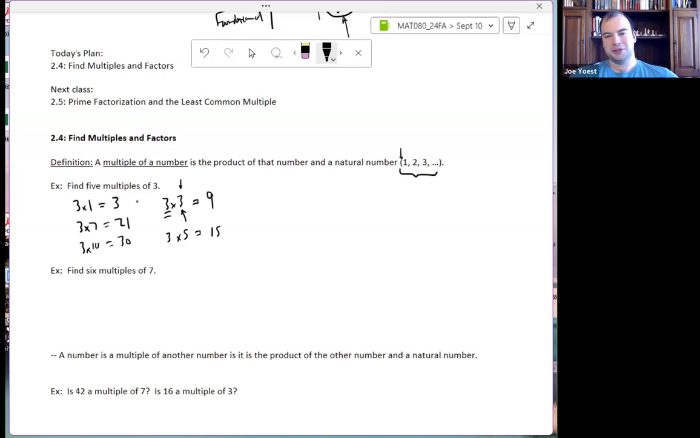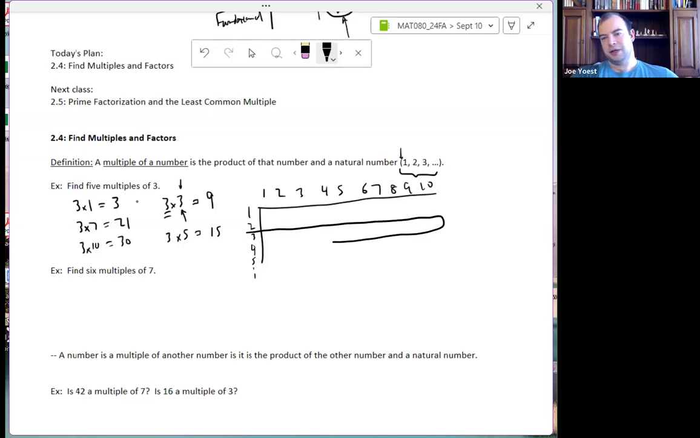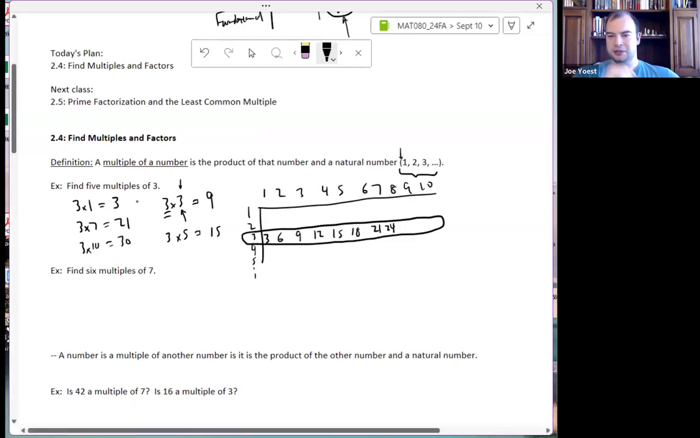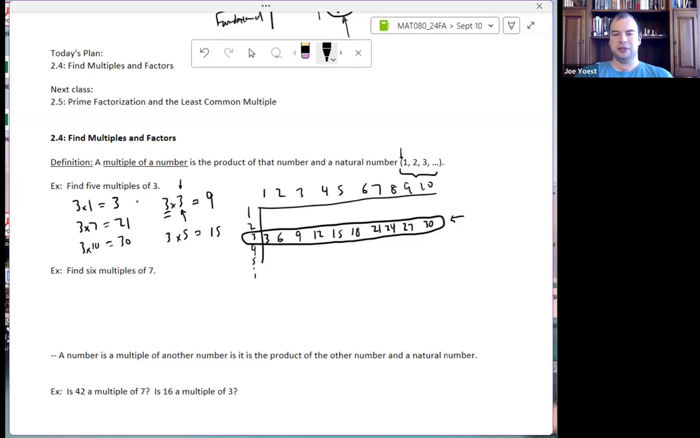And in fact, if I look at my times table, say, the row corresponding to 3 in my times tables, I have 3 times 1 is 3, 3 times 2 is 6, 9, 12, 15, 18, 21, 24, 27, and 30. These are actually all multiples of 3. So here are 10 different multiples of 3.